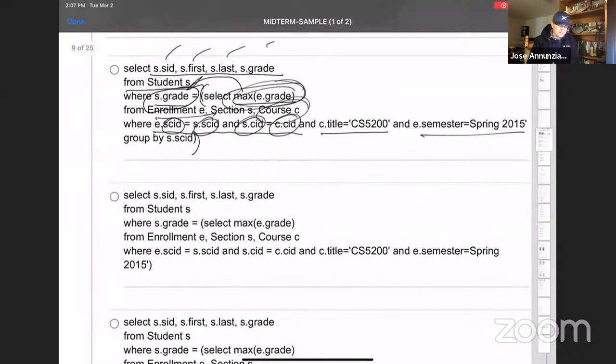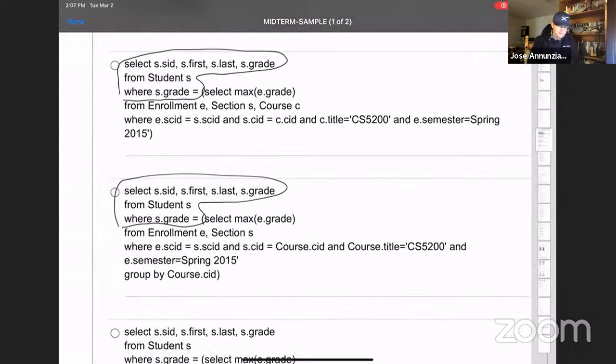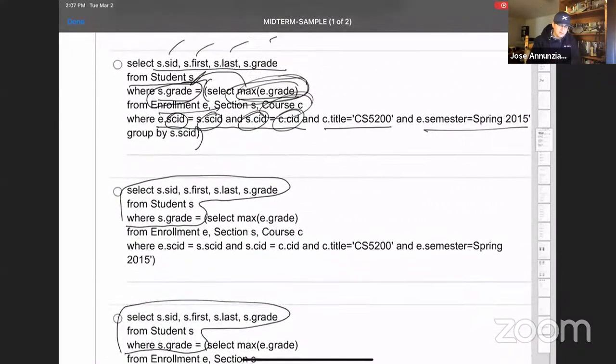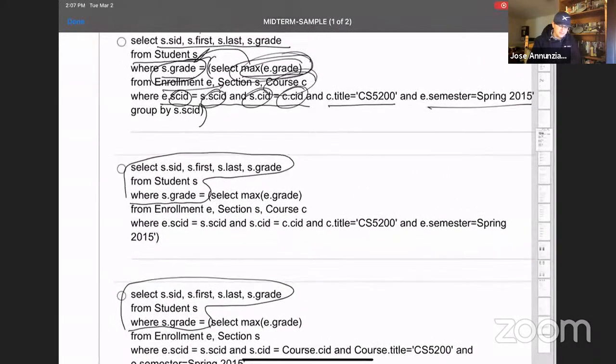So this one has the same outer select statement. Actually, I think they all do, right? They all have the same outer select statement. Okay. So the only thing that is different, right, is the inner grouping, right? Let's see. So let's keep looking. Let's see if we can find something wrong with this one.